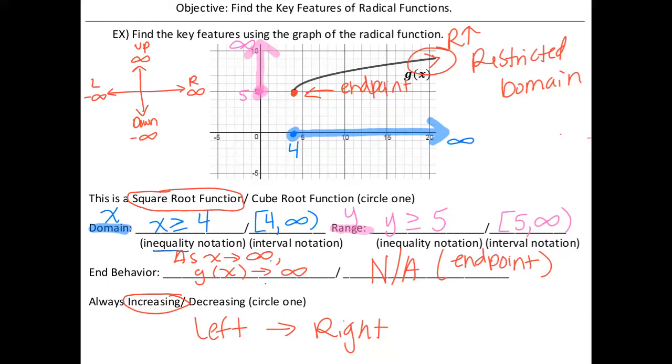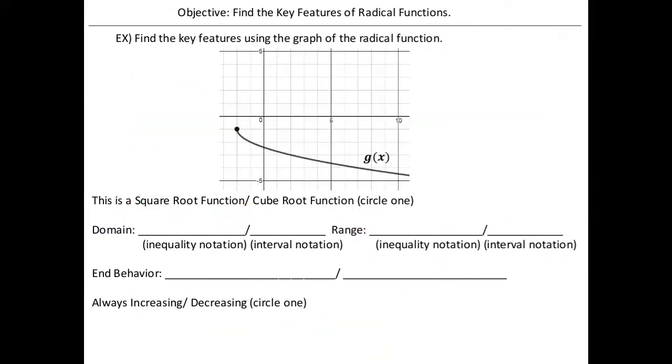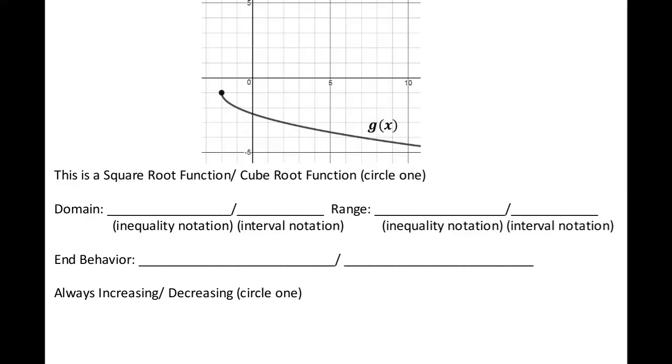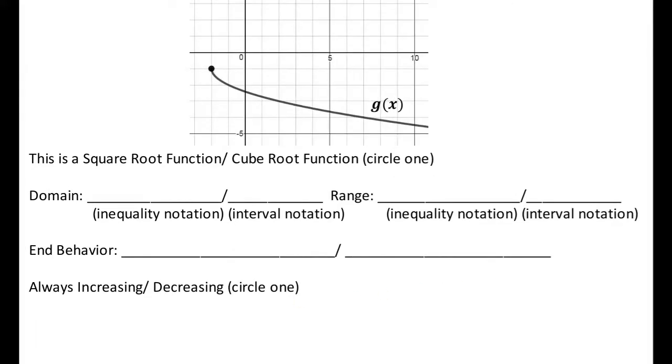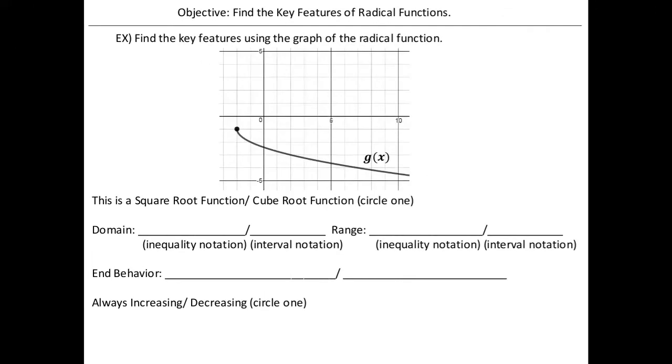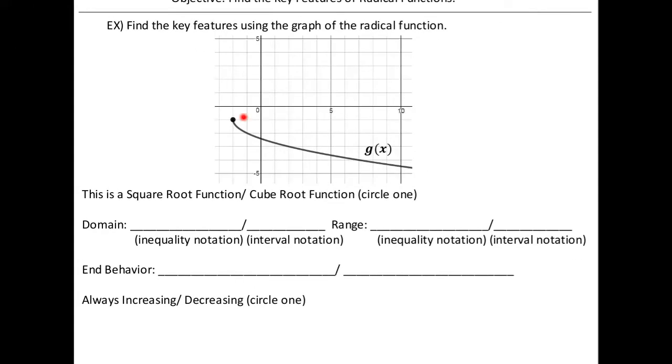All right, so let's go ahead and look at the next example. You don't have to copy anything down. It's already there for you. So let's look again one more time. Looking at the curve, it has an end point. So again, because it has an end point, is that a square root or a cube root? Square root, because it has a restricted domain.